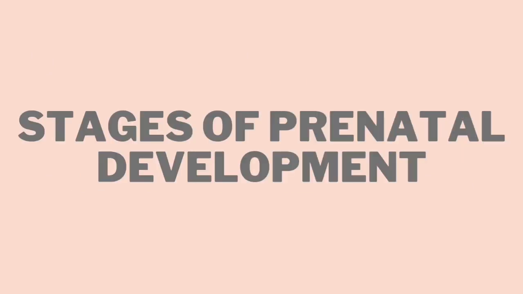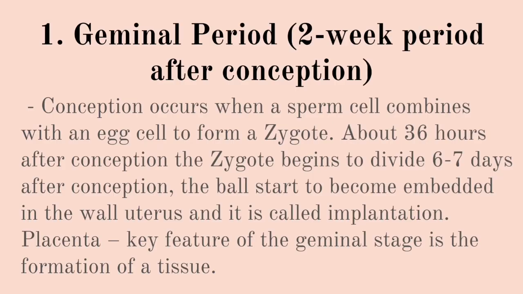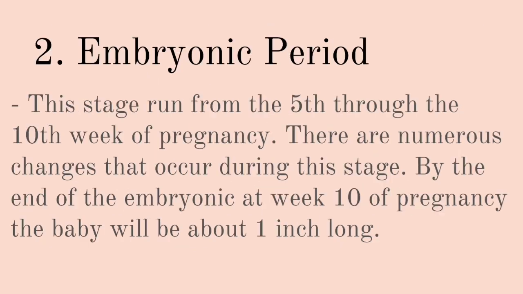There are stages of prenatal development. The number one stage is the germinal period, a 2-week period after the conception. Conception occurs when a sperm cell combines with an egg cell to form a zygote. About 36 hours after conception, the zygote begins to divide. 6 to 7 days after conception, the ball starts to become embedded in the wall of the uterus, and it is called implantation.